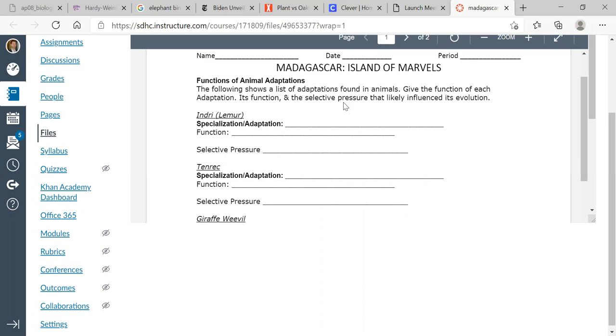Now, let's go to the tenrec, which is the Madagascar version of a hedgehog. There were a couple adaptations that they mentioned, and one that you guys didn't get to see because it's on a different episode. But for the two that you did see, this one specialization is that they produce more offspring than any other mammal on Earth. Now, the benefit with that is that they can produce a lot of offspring so that you have a greater chance of some of those offspring reaching adulthood.